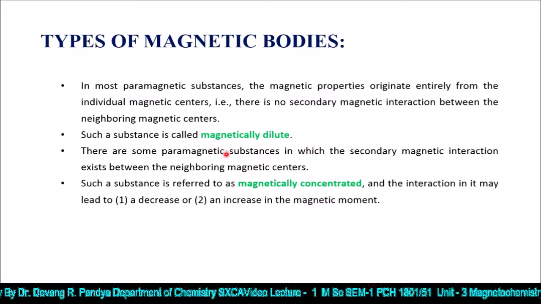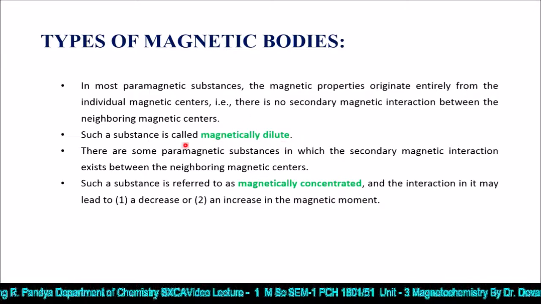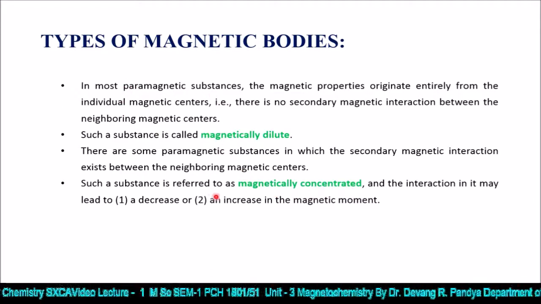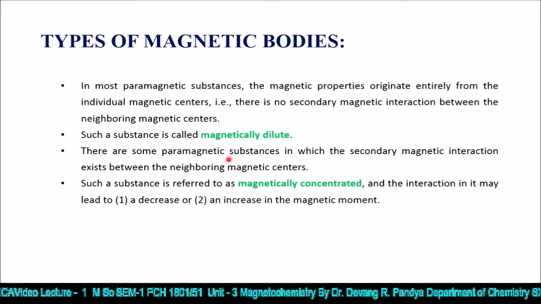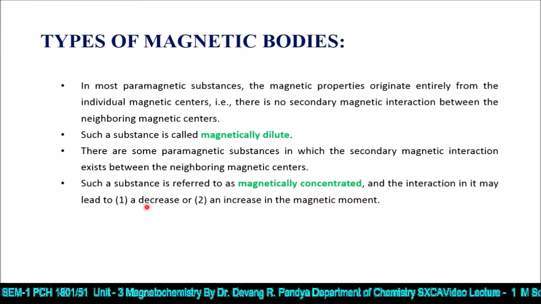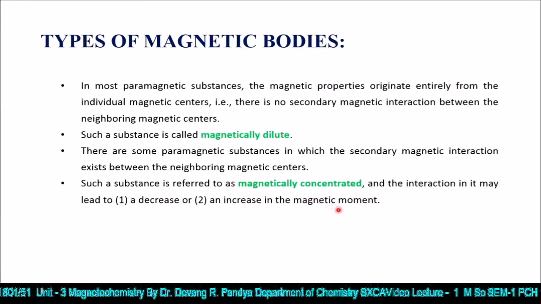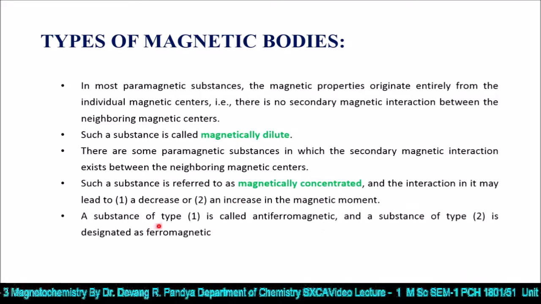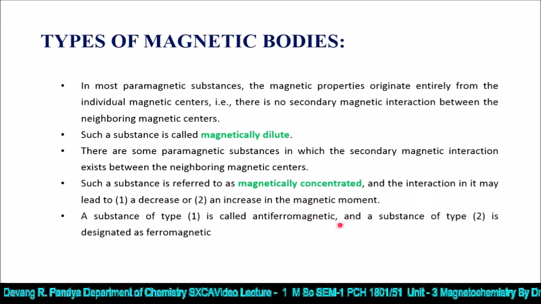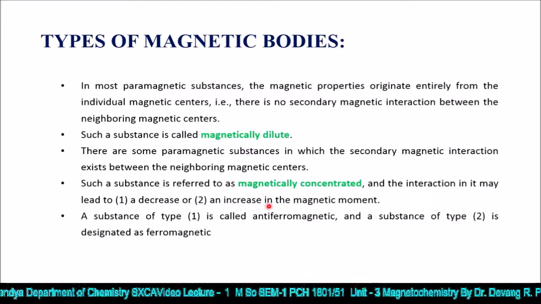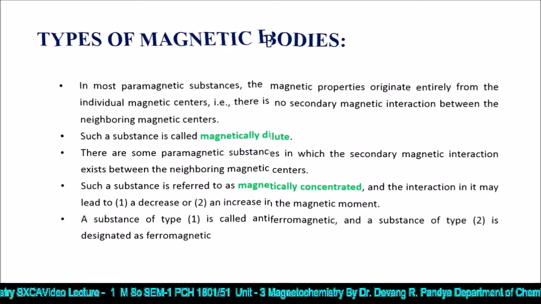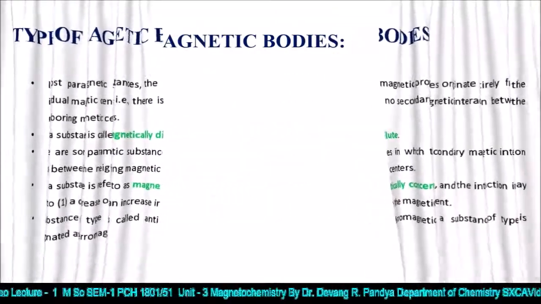Now these are the terms that you need to remember. Magnetically dilute substances also come from the paramagnetic substances, and magnetically concentrated substances are also obtained from a paramagnetic material, and the interaction in it may lead to either a decrease or increase in the magnetic moment. A substance of type 1, that is decrease, is called antiferromagnetic, and a substance of type 2, that is increase in magnetic moment, is designated as ferromagnetic material, that we can see in a figure.